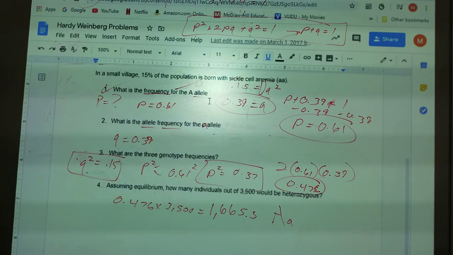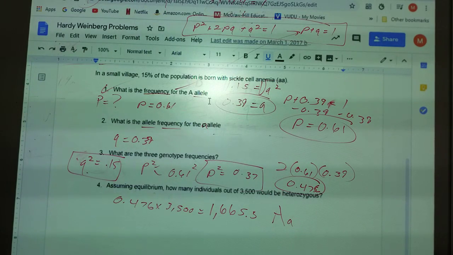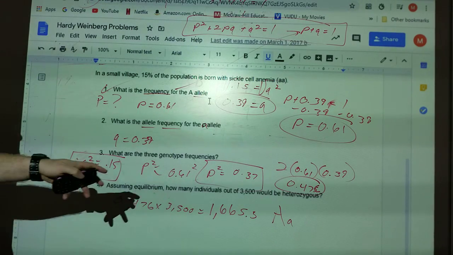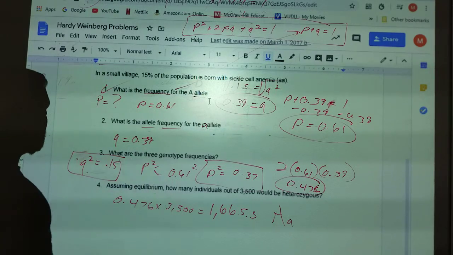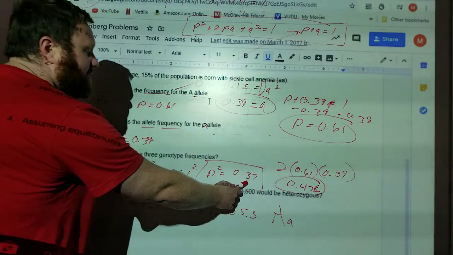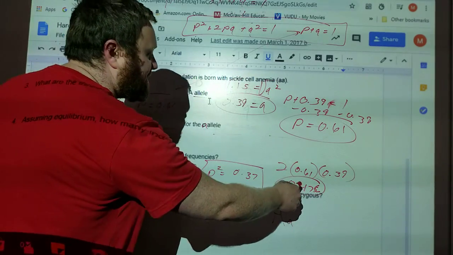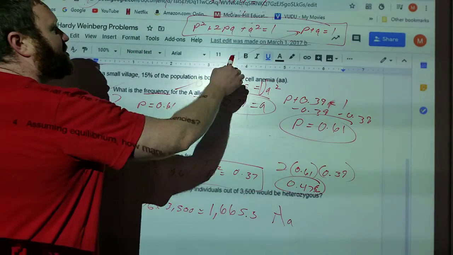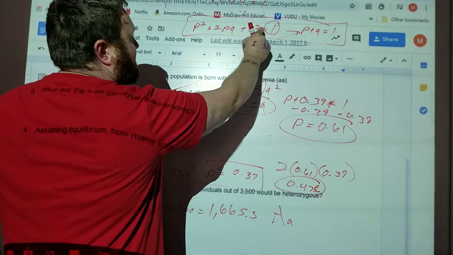All right, 0.15. I'm going to check something real quick. Plus 0.37 plus 0.47. Okay, so one of the ways that you can check yourself when you're doing a problem like this one with the 3 genotype frequencies is, once you find the values, you can add them together. So if you take 0.15, 0.37, and 0.476, it should equal 1. Because remember, this plus this plus this equals 1.